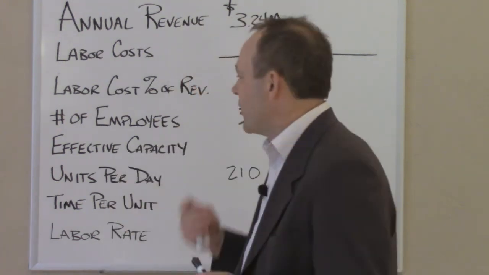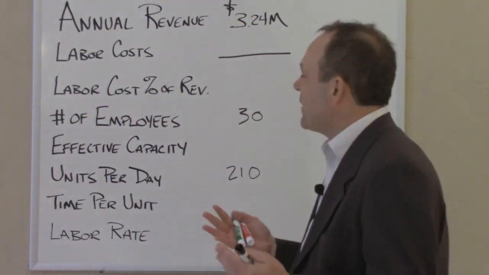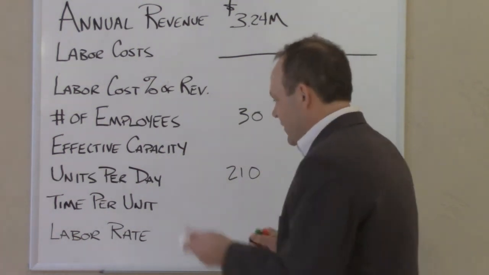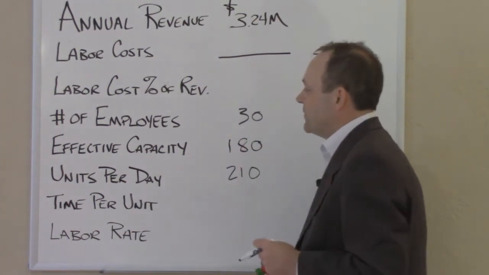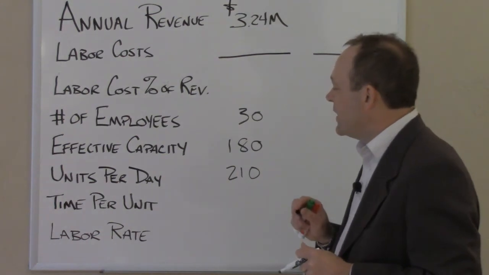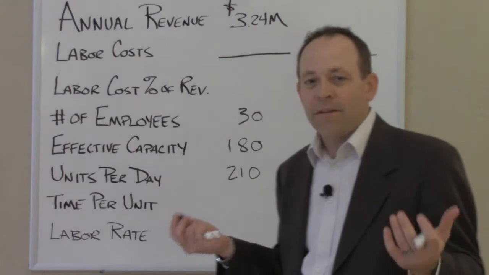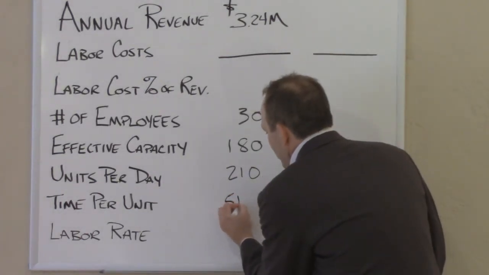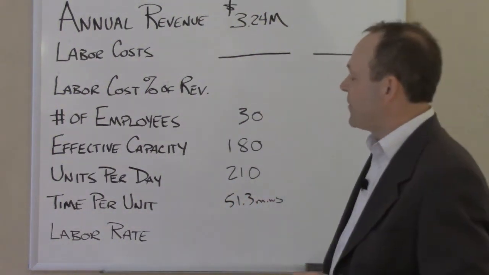So now we'll calculate what this company has in terms of effective capacity overall. If I expect my employees to work 6 hours per day, and I have 30 employees, well, then it's clear to see that I have 180 total hours of effective capacity. Now, if I have 180 hours of effective capacity and I know that I'm producing 210 units per day, now I can figure out pretty easily how much time it takes me to produce each unit. In this case, if you run the numbers, you'll see it's about 51.3 minutes per unit. Okay, that's really good information to know.